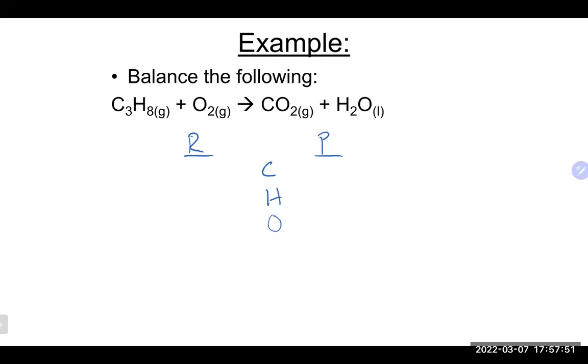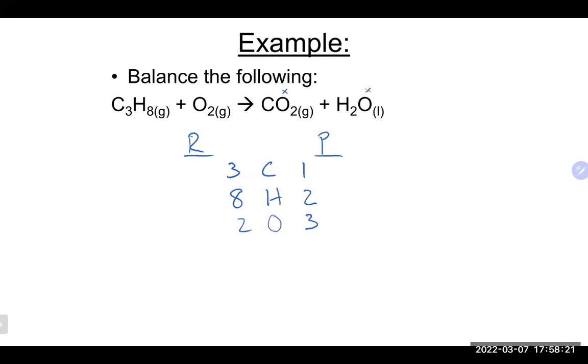So just make an opening table. Again, it helps you orient where you might want to start. Carbon on the left, we have 3. Carbon on the right, we have 1. On the left-hand side, hydrogen, we have 8. On the right-hand side, we have 2. Oxygen on the left, we have 2, and oxygen on the right, we have 3. Again, 2 here and 1 more over there, so that's a grand total of 3 on the right-hand side.